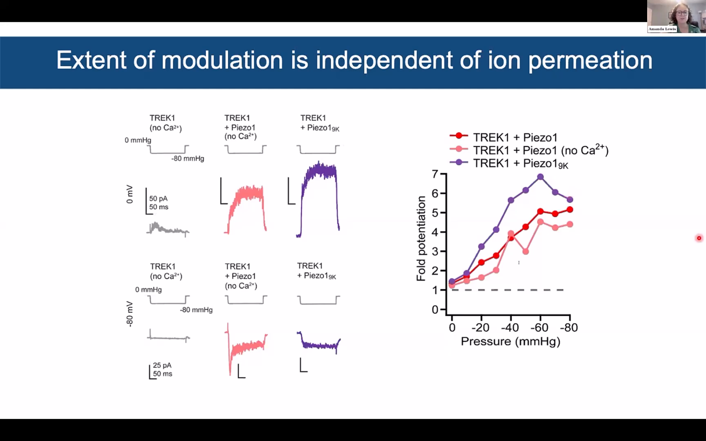So then our next question was, well, if piezo1 doesn't have to permeate to modulate TREC1, does it have to gate at all? That is, are conformational changes in piezo required for its effect on TREC1?